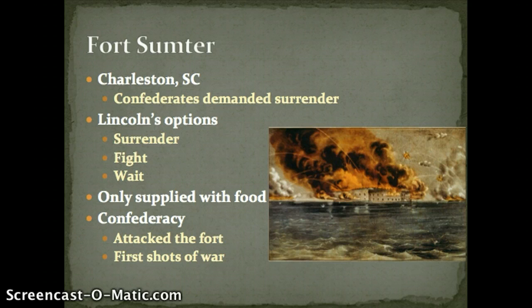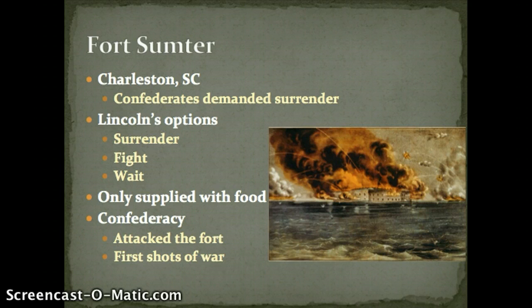Lincoln decides that he's going to send word to Fort Sumter to wait. They are under siege. No supplies are allowed in or out. The only supplies that they will receive is limited food. Eventually, the Confederate military grows tired of waiting, and they're ordered by the Confederate government to attack the fort. The Confederacy fires the first shots of the Civil War on Fort Sumter.